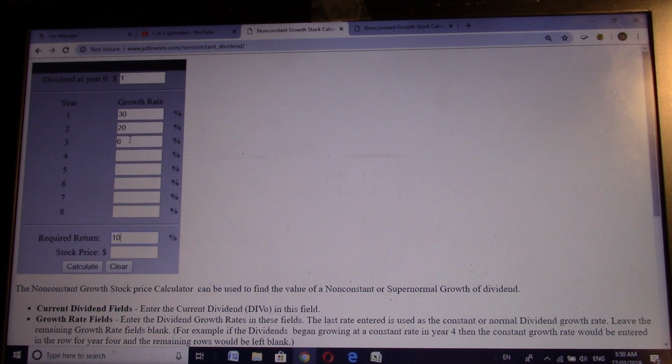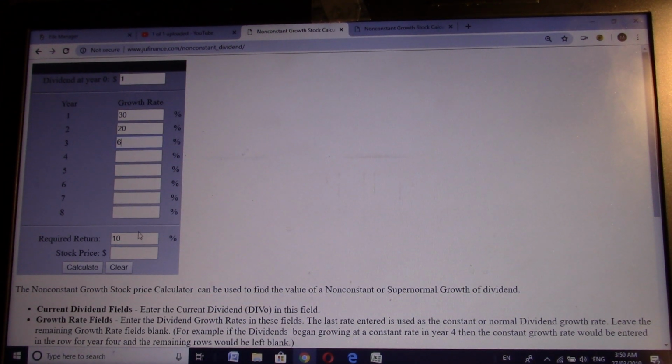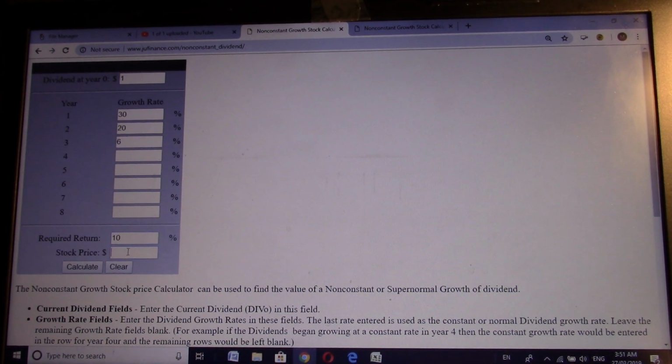So if you use D3 over R minus G, that will give us P2. And once you get P2, you can use the NPV function. The first cash flows should be D1, D2 plus P2, and the discount rate is 10%. If we use the NPV function on that, we can figure out the stock price.